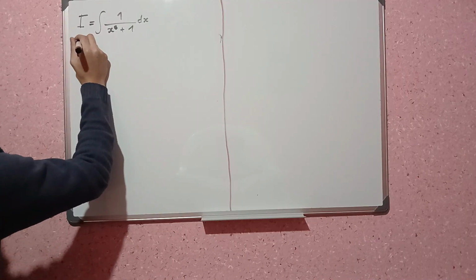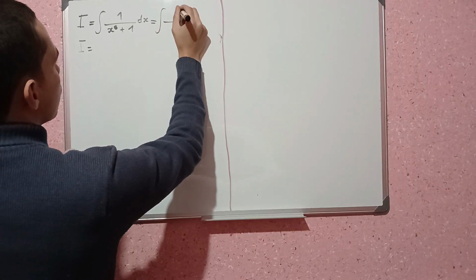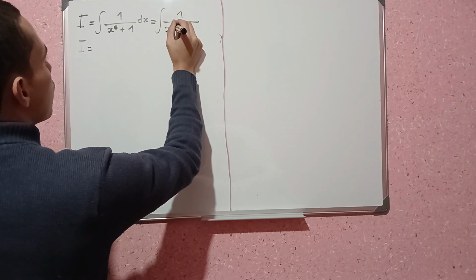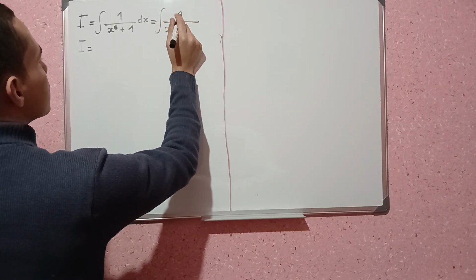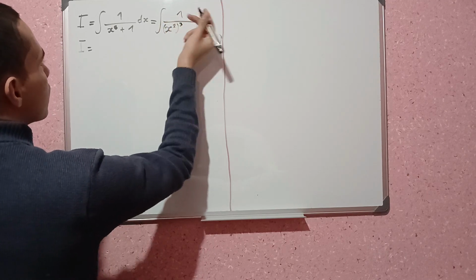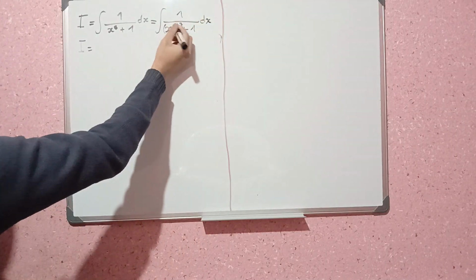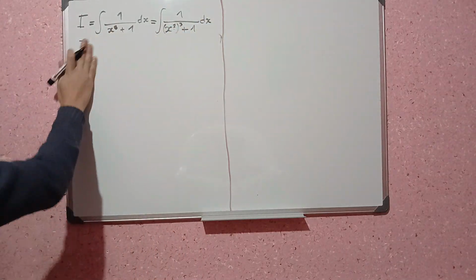What we will begin with is writing this integral as the integral of 1 over x to the power of 2, all raised to the power of 3, plus 1 dx, because 2 multiplied by 3 is 6.